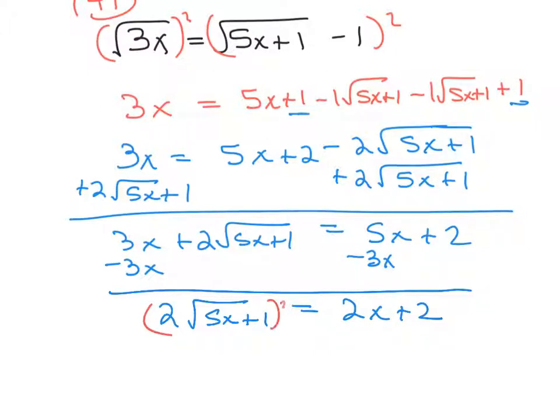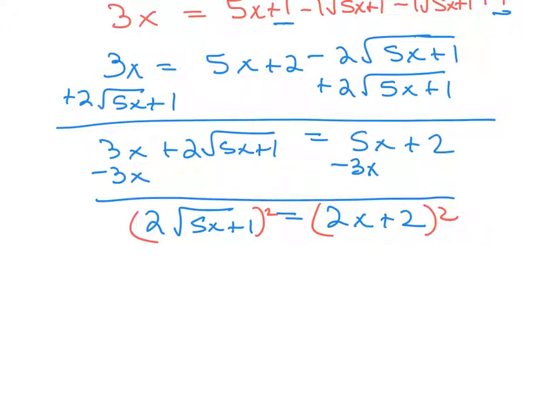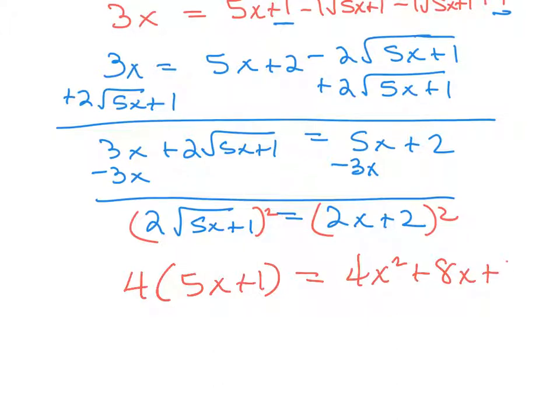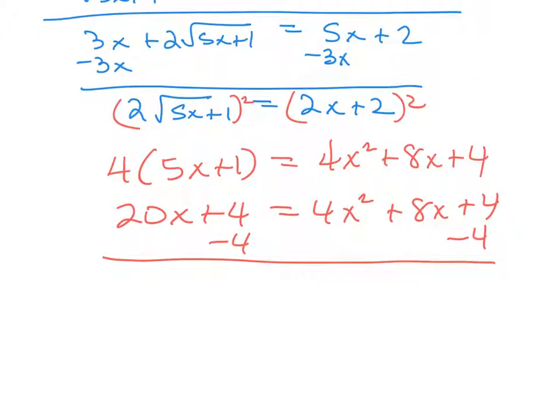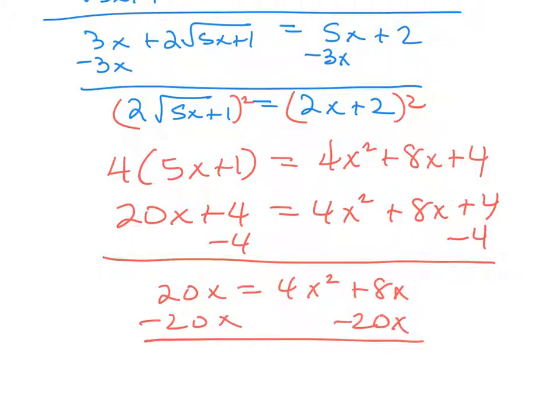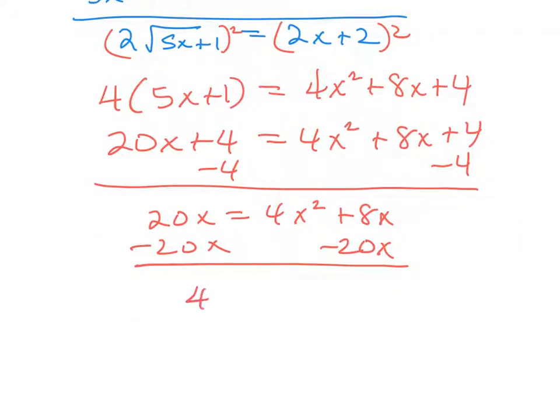Now that it's isolated, I square both sides. The radical disappears. I square the 2. I get 4 times 5x plus 1. Over here I have to FOIL that 2x plus 2, and I get 4x squared plus 8x plus 4. I now can distribute, and now I can start moving my terms over to the right side to get it ready to factor. So 20x is equal to 4x squared plus 8x. Subtract the 20x. I now end up with 4x squared minus 12x equals 0.